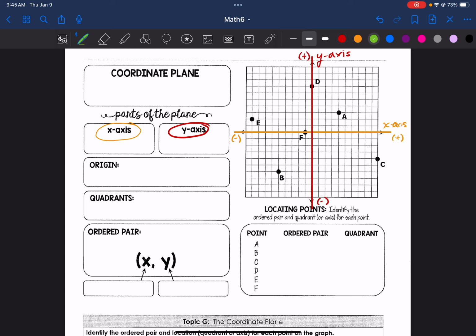We have things like the origin, which is the center. We know that's 0, 0. It's right where they cross, right there. That is the origin. We also have our quadrants.